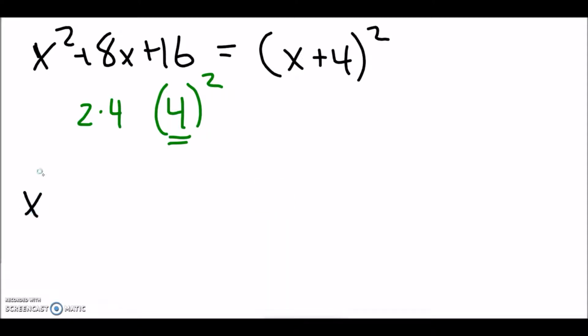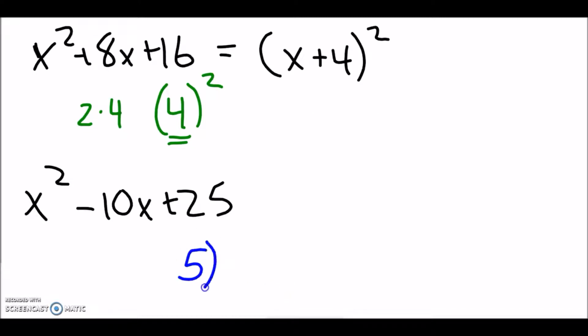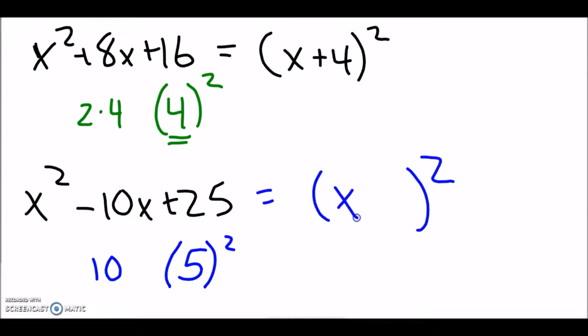What about if we said x squared minus 10x plus 25? Again, in our head, we should think, well, 25 is 5 squared. 2 times 5 is 10. So this must be one of these, like that: x and 5. What do you think is going to go in between there? Yeah, it's going to have to be a negative.